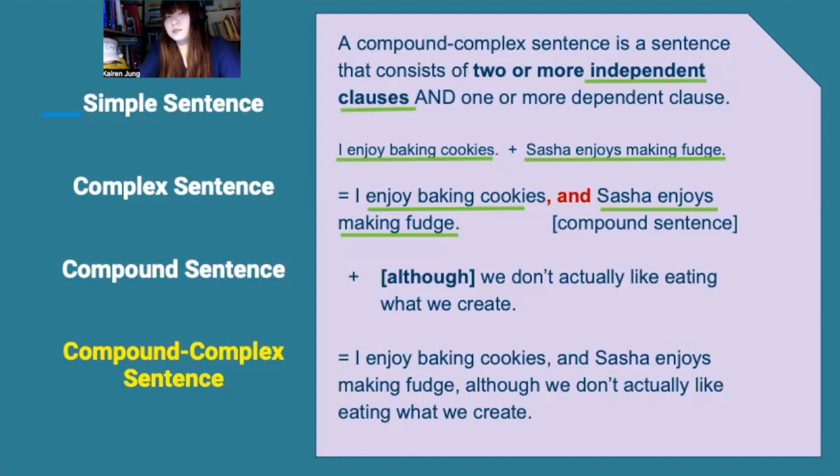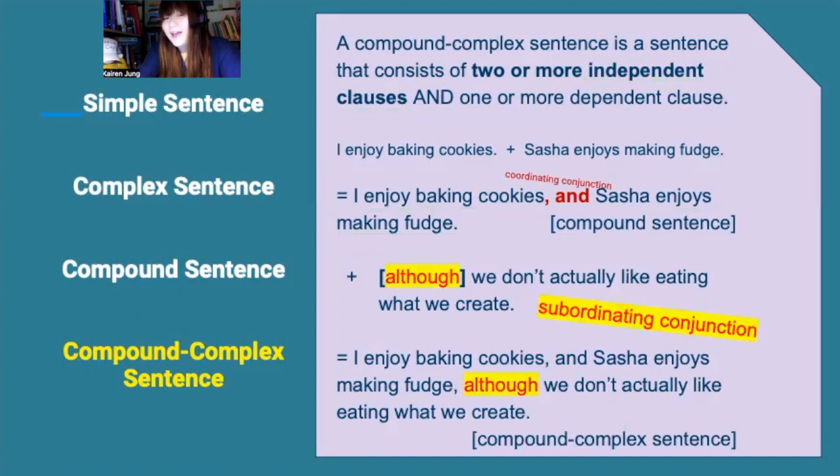Here are 2 independent clauses. I enjoy baking cookies, and Sasha enjoys making fudge. Now, if you add them together with the coordinating conjunction "and," you get: I enjoy baking cookies and Sasha enjoys making fudge. This is a compound sentence because you have joined 2 independent clauses together with a coordinating conjunction.